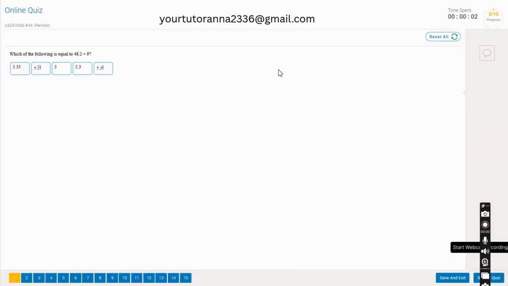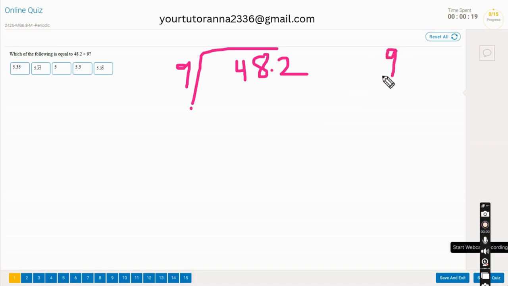Now here it's mostly about division. So now let's do division. What is happening here is that you have 48.2 divided by 9. So 48.2, right? Divided by 9. Remember, I always recommend to everyone that you write the multiplication of the number that is here.